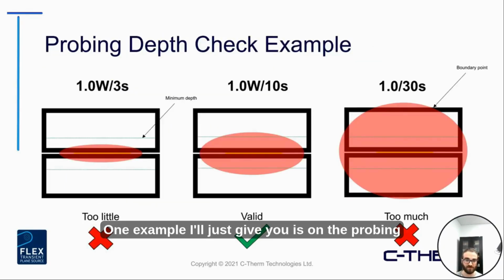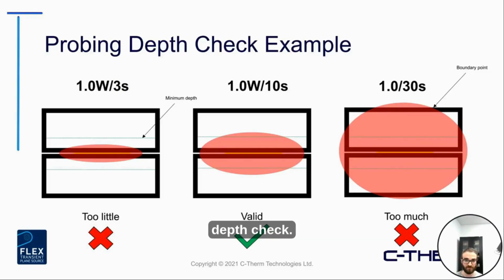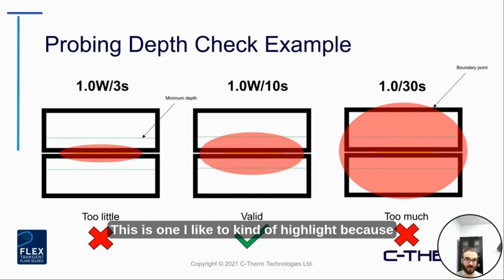One example I'll just give you is on the probing depth check. This is one I like to highlight because it's pretty easy to visualize here. You can see in this example, you could set up one material but run it with 3 different sets of test parameters, and they may not all yield valid results.